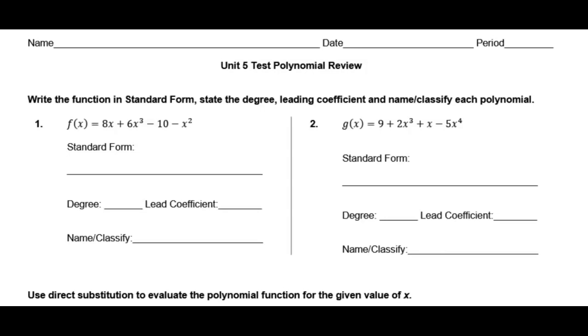First thing we're doing on this one is putting it in standard form. So standard form is when you put it in order from highest to lowest. Our highest power is 3, so we're going to do f of x equals 6x cubed.